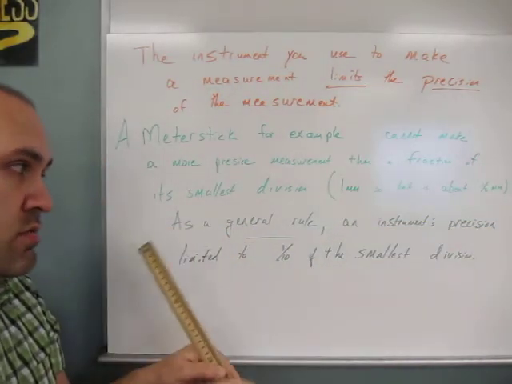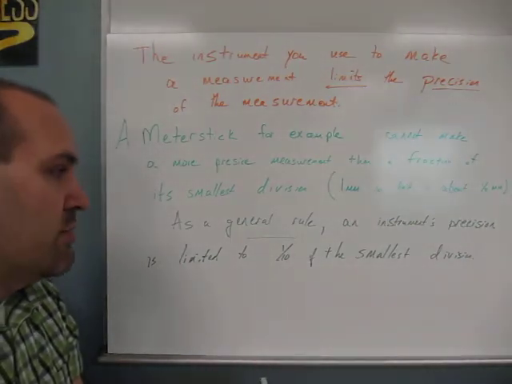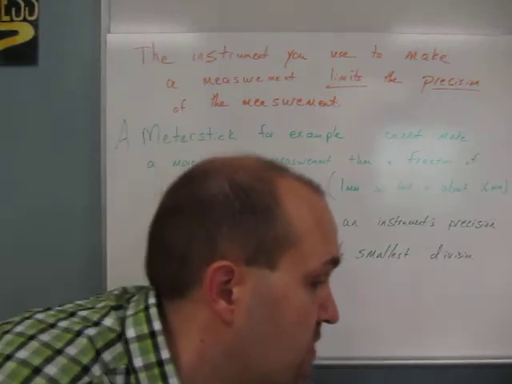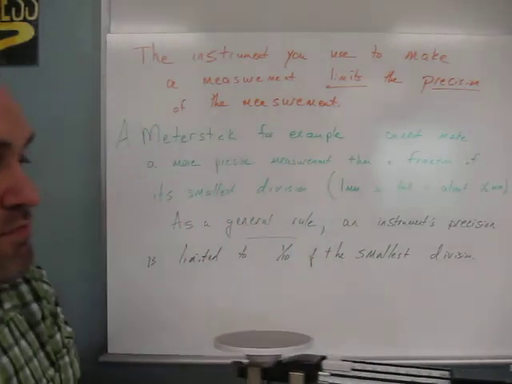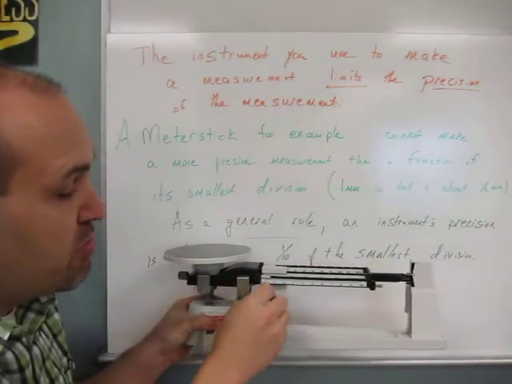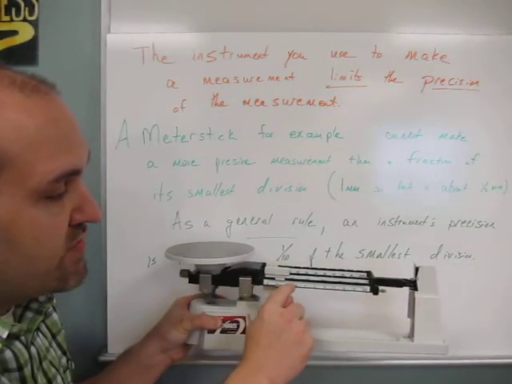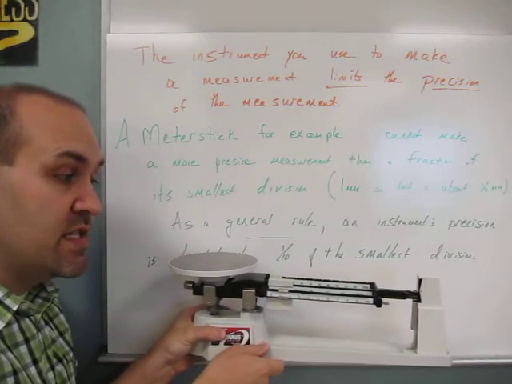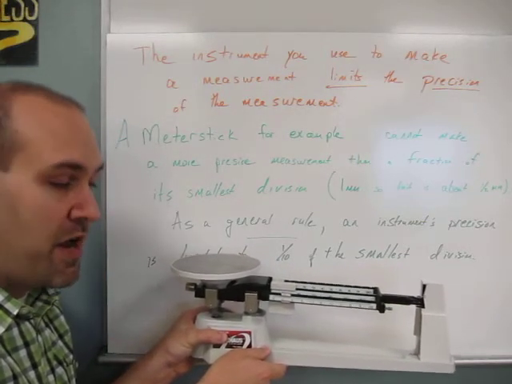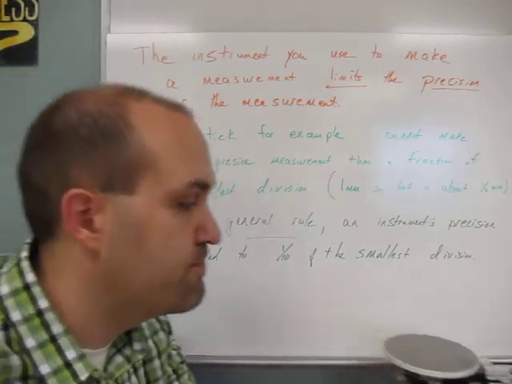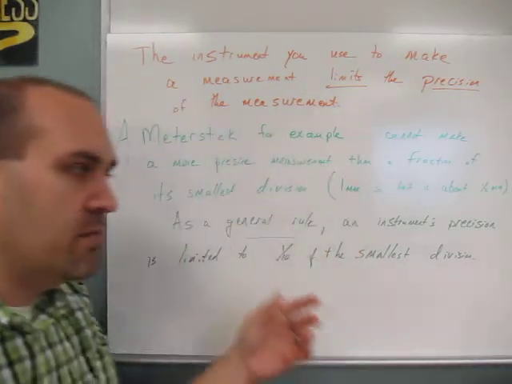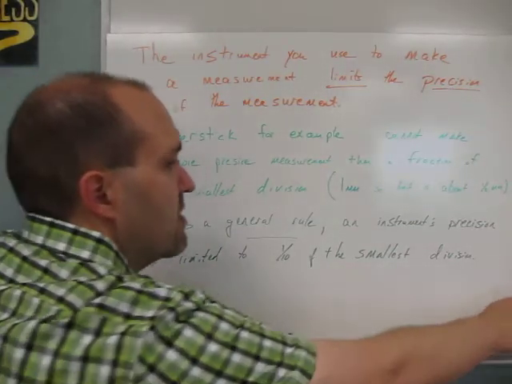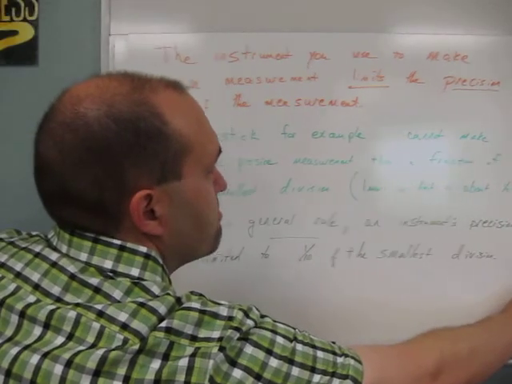As a general rule, an instrument's precision is limited to 1/10 of the smallest division on that instrument. So for example, if you had a triple beam balance as I have here, the smallest division on that is 1/10 of a gram. And so the precision of that instrument is limited to 1/10 of a gram, which is 100th of a gram. For the meter stick, you might only be able to tell to the nearest half millimeter or so, not quite down to 1/10, but on that same order.